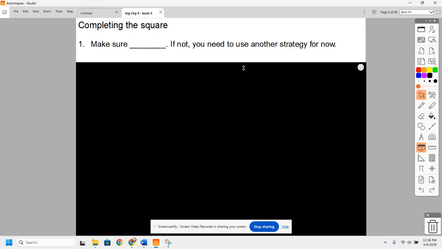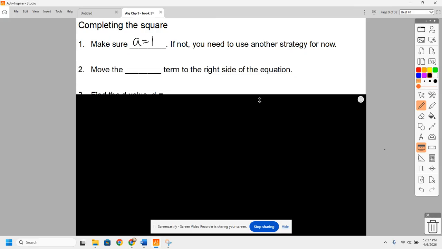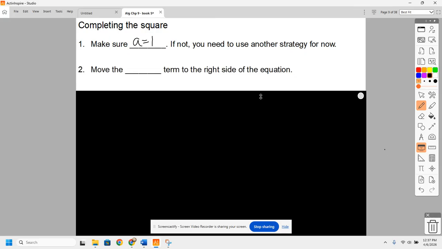So for step 1 in completing the square, we want to make sure that the a value equals 1. Now you actually can complete the square when a is not 1, but we're not going to teach that in Algebra 1. In Algebra 2 or pre-calc, you'll learn how to complete the square when a is not 1. But in Algebra 1, we're just going to deal with a being 1 for now. Step 2, we want to move the c term to the right of the equation.